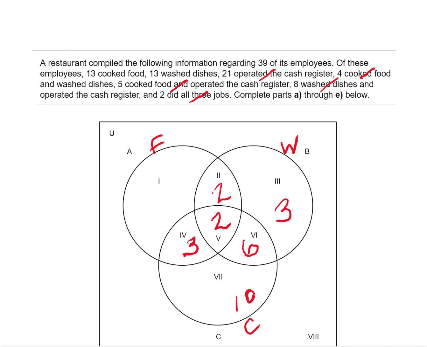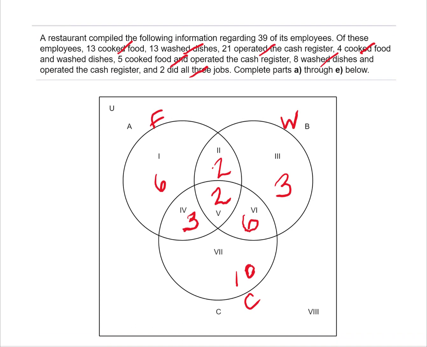And then finally for the food, 13 people total cooked food, but I've already put into the Venn diagram in regions 2, 4, and 5, I've put in 3 plus 2 is 5, plus 2 is 7. So that's going to leave me 6 here that only cook food. And then how many people don't do any of those jobs? If I add up all the numbers that I've already put into the 7 regions of the Venn diagram and subtract from 39, I'll find out there are 13 employees that don't do any of those jobs.